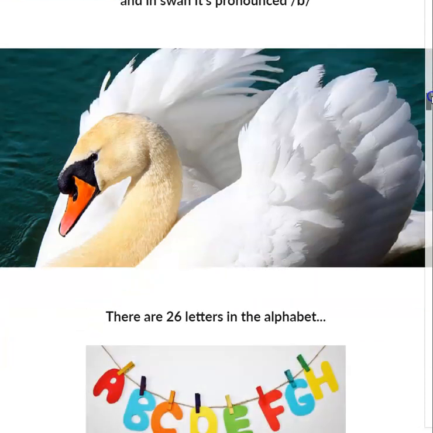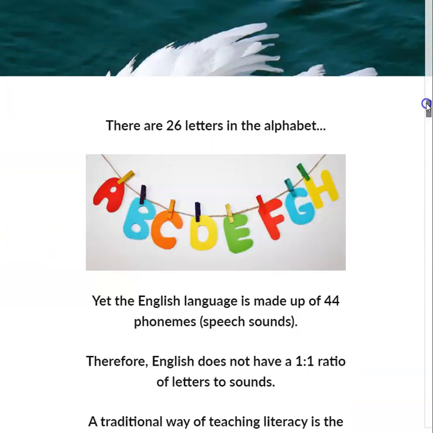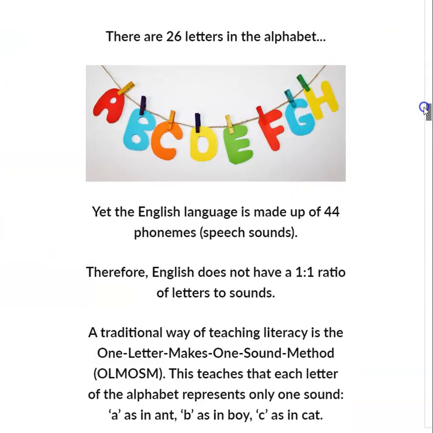There are 26 letters in the alphabet, yet the English language is made up of 44 phonemes, and phonemes are speech sounds. Therefore, English does not have a 1-to-1 ratio of letters to sounds. It is not a phonetic language. That's why spelling is so challenging.